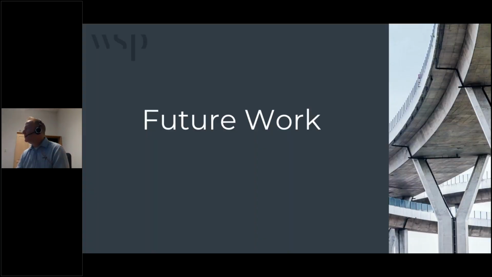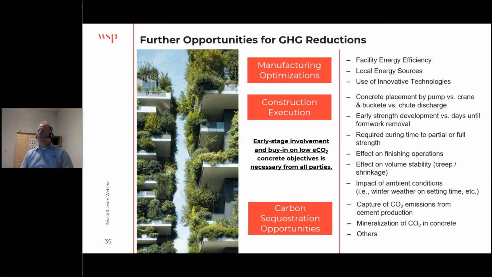So just a little bit about the future work that we've got going on. Manufacturing optimizations: we can improve the facility energy efficiencies, switching over fossil fuels to alternative energy sources at the cement kilns. Construction execution really requires early stage involvement and buy-in from all parties to achieve it, because there may be an impact on the setting time, the finishability. Ambient conditions can have a large impact on that. And in the future, there will definitely be a need for carbon sequestration opportunities, capture of CO2 from the cement production, and also injection of CO2 into plastic concrete for mineralization.